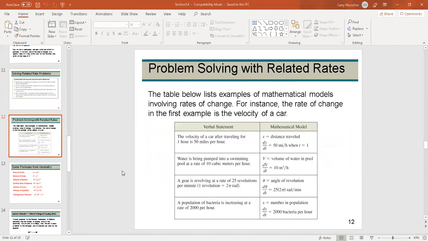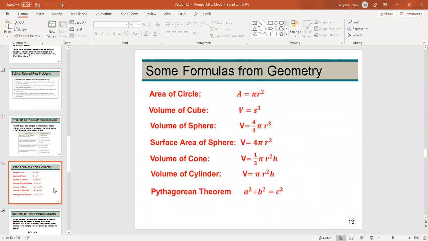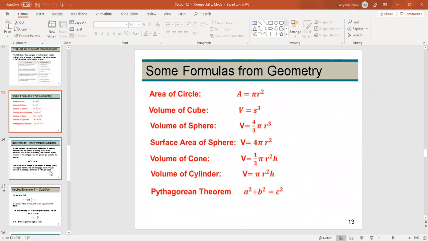Here's just some examples of related rates. The first one is how is velocity changing? The second one is how is volume changing? They're writing that as dV/dt. So we're going to be writing these derivatives with respect to t. Also, as we go through some of these problems, we're going to need some formulas from geometry. You probably remember some of these formulas, but here's a reminder of geometry formulas if you need this.